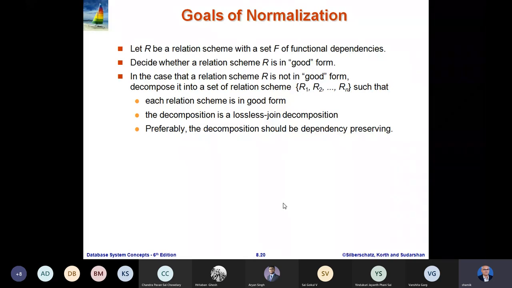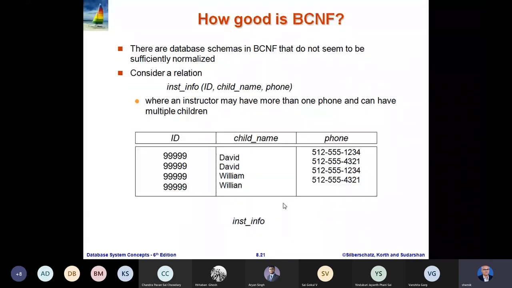But of course, if we go for 3NF, then each relation schema is in good form. So we have a minimal relaxation, and we are okay with schemas that are in 3NF, even though they might not be in BCNF.